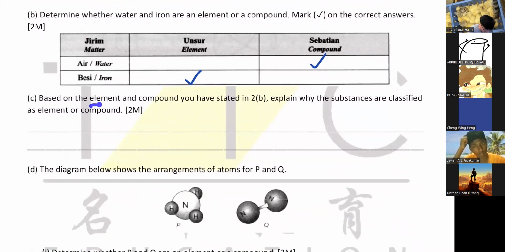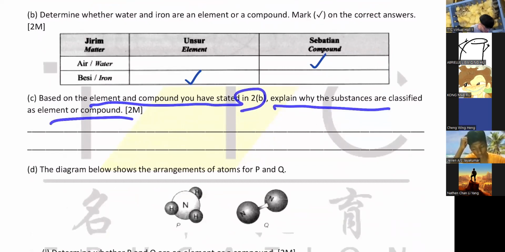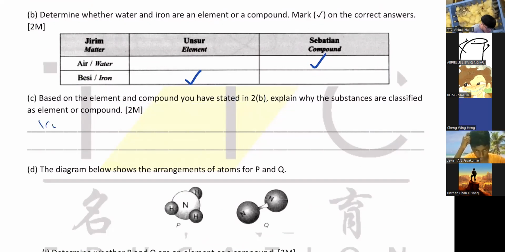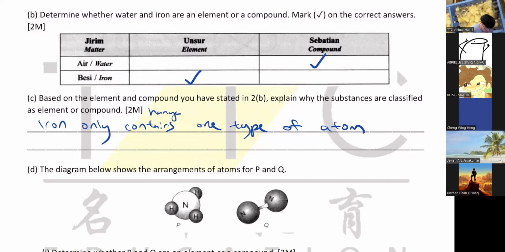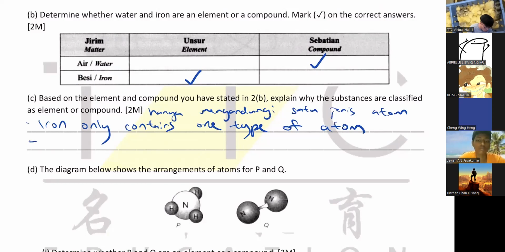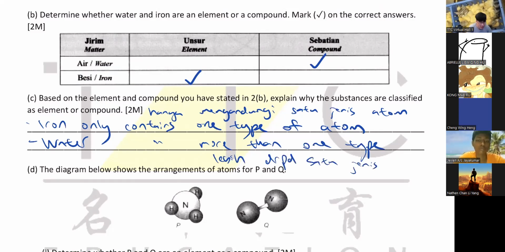Okay, so based on the element and compound you have stated in 2B, explain why the substances are classified as element or compound. So why is iron an element? Because iron only contains one type of atom. Okay, hanya mengandungi satu jenis atom. Only has one type of atom. Okay, so why is water a compound? Water contains more than one type. Okay, lebih daripada satu jenis. You complete the sentence yourself. Iron has one type, water has more than one type.